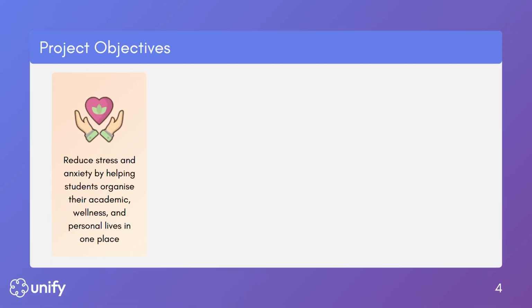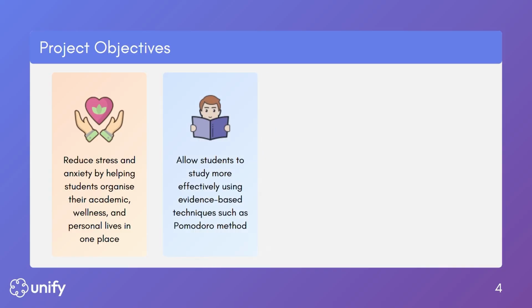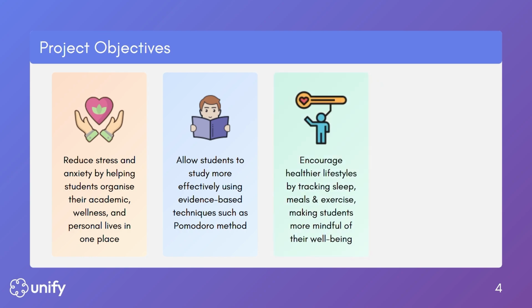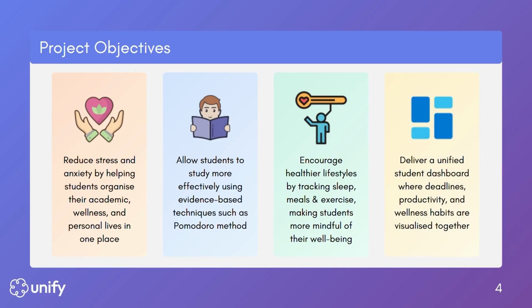For our project objectives, our app plans to reduce stress and anxiety by helping students organize their academic, wellness, and personal lives in one place. Secondly, our app allows students to study more effectively using evidence-based techniques such as the Pomodoro method. Thirdly, our app encourages healthier lifestyles by tracking sleep, meals, and exercise, making students more mindful of their well-being. Lastly, our app delivers a unified student dashboard where deadlines, productivity, and wellness habits are visualized together.